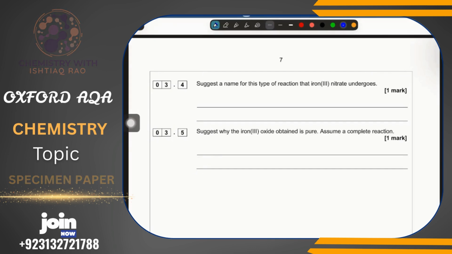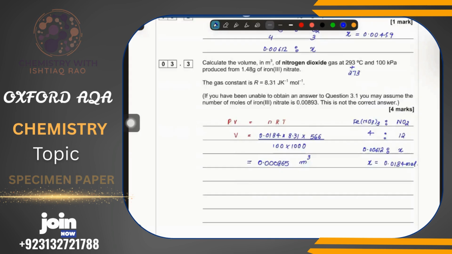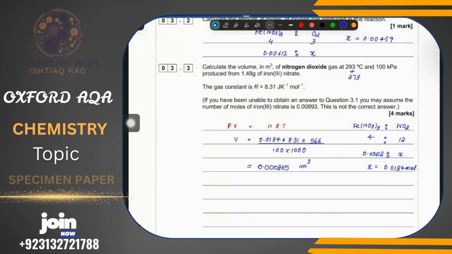The Mr of iron was given. You didn't have to calculate it. I just realized, in the question, at the very start. Oh my God.